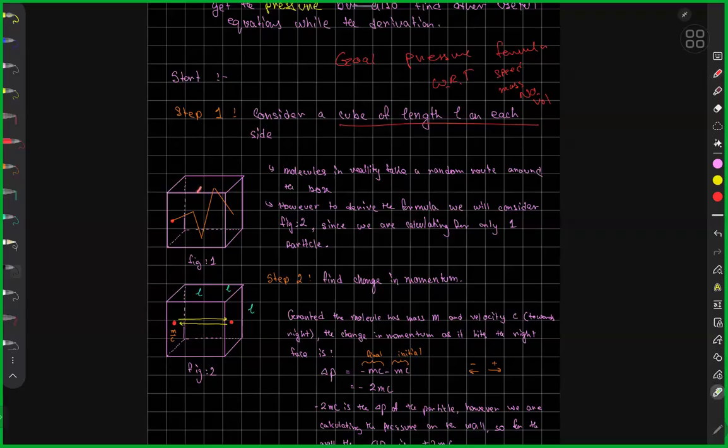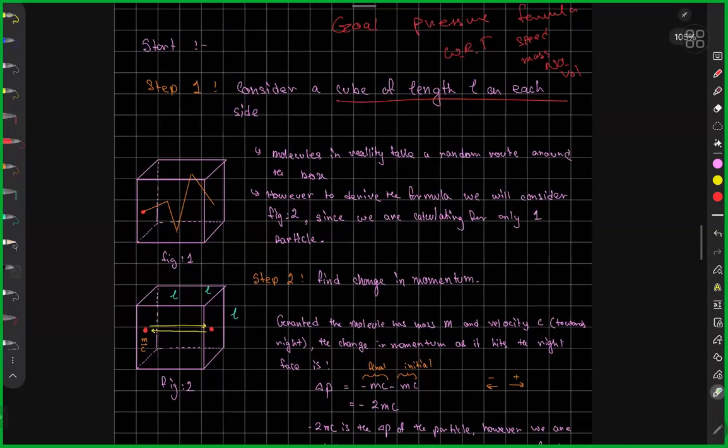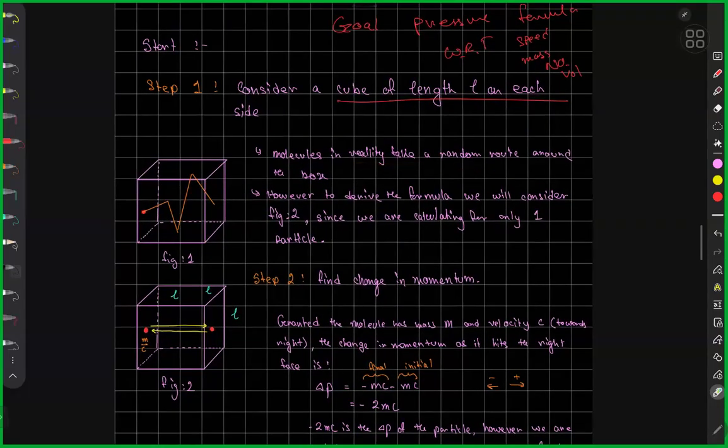So I have taken a box on which we measure the pressure, and all of the sides are of length L. Clear? Great. Now, molecules in reality take a random route inside the box. You see this random motion of the particle? It can go here, here, anywhere. This is what happens in reality.